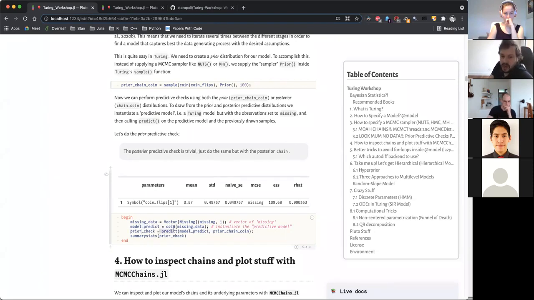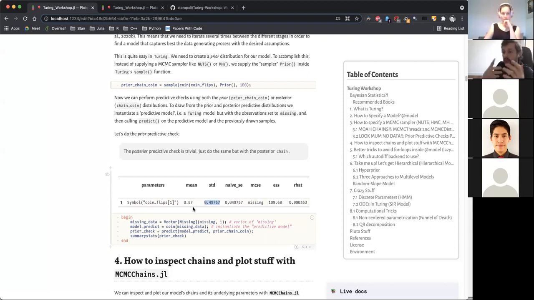And then I do the check. I run predict. I pass our model that has the missing data, and then I pass a chain that I ran previously using the prior sample. And then this is a chain of objects, and I can do summary stats on it, and I can see that my priors are okay. They have a standard deviation of half, and the mean around half. So it kind of resembles or captures the whole possibilities of the parameter P from my coin.